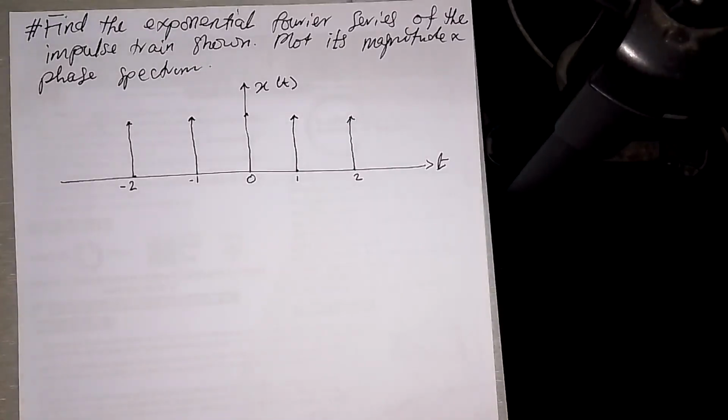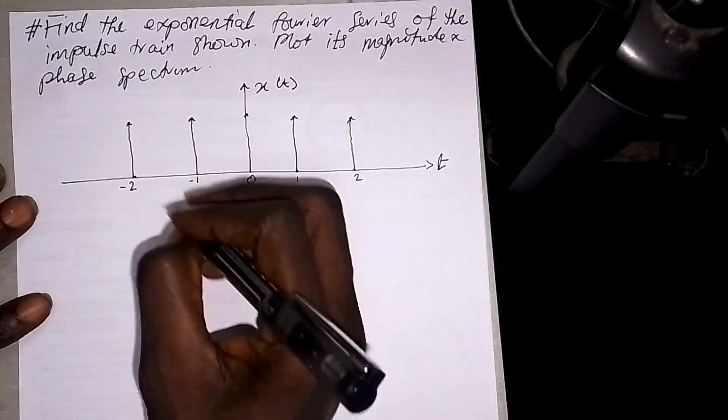Let's take a look at this question on exponential Fourier series. Here we're supposed to find the Fourier series for this impulse train function, that is, the waveform is given to us. The impulses occur at 0, 1, 2, minus 1 and minus 2. So this is an impulse train function, and this is how we write an impulse function.